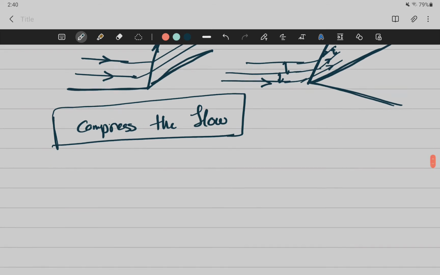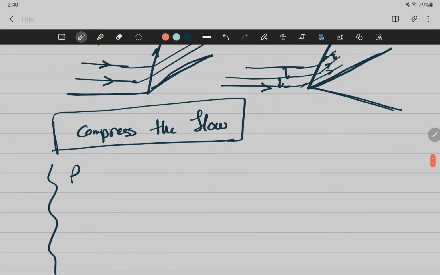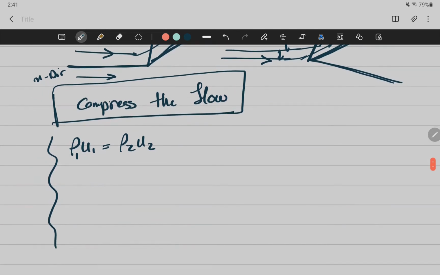Okay, so if you want to have the equations in the x direction, you are going to have rho 1 u1 equals rho 2 u2, right? 1, 2, before and after the shock. And again, in the x direction, we are still going to have the momentum equation. And also, the energy equation, or let's call this CPT.